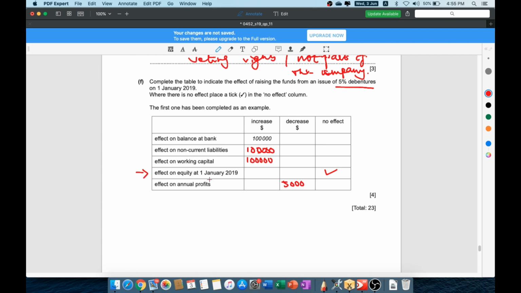Effect on equity at 1st January 2019. The debentures are actually liabilities, they're not included in the equity. But why do I say that it's included in the working capital? Because working capital is not included in the balance sheet. It just signifies the amount of money we have to invest, to do projects, to spend for the business technically.